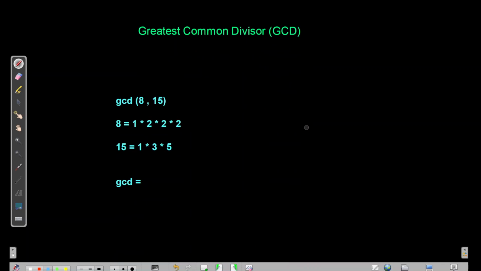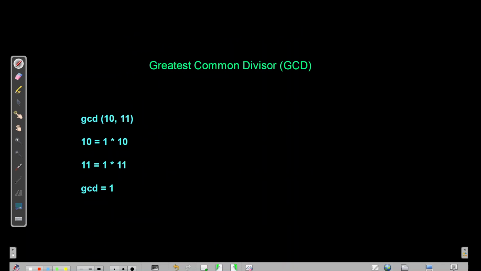Now let us take another example, GCD of 8 comma 15. Decomposing 8, I am getting 1 into 2 into 2 into 2, whereas 15 is 1 into 3 into 5. When I identify, there are no other common numbers between the factors of 8 and 15. Only 1 is there. So GCD of 8 comma 15 is 1. Similarly, GCD of 10 comma 11: 10 can be written as 1 into 10, and 11 as 1 into 11. The greatest common divisor is 1.